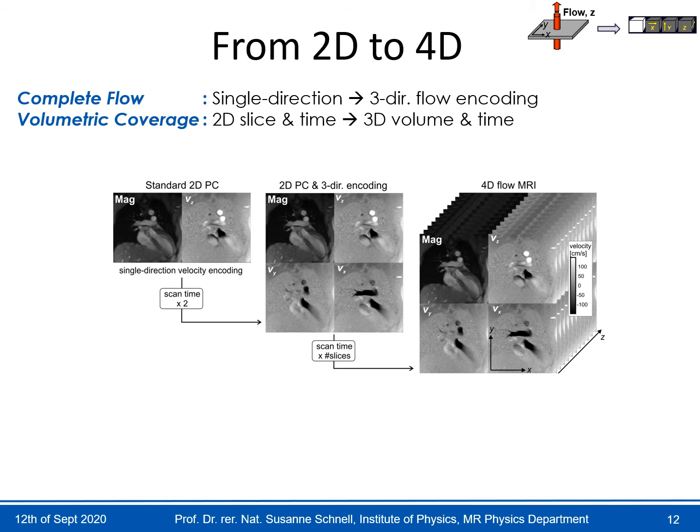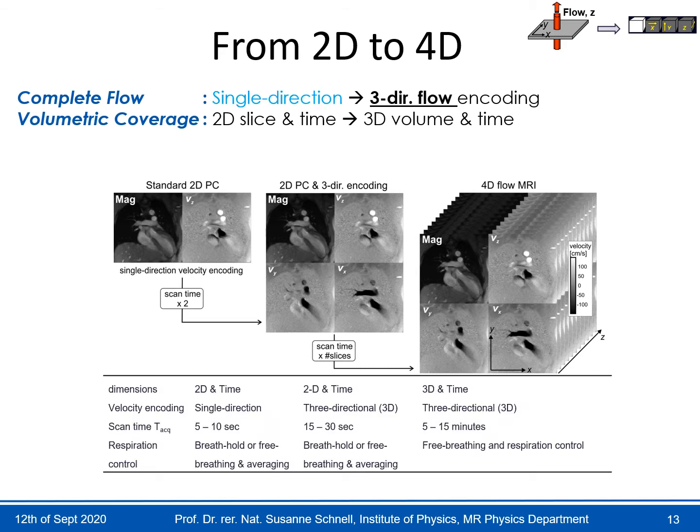We can further extend this to a volume, so we acquire a certain amount of slices that covers the anatomy that we are interested in. Doing this, we of course again increase scan time by the number of slices we acquire. As you can easily see, this dataset now gets a lot more complex. At first, we have acquired 2D in time in a single direction, then we extended to 3 directions, and then we also extended further to a 3D volume. So from just a few seconds, we now need 5 to 10 minutes to acquire the full data set. And of course, also data analysis gets more complex by doing so.